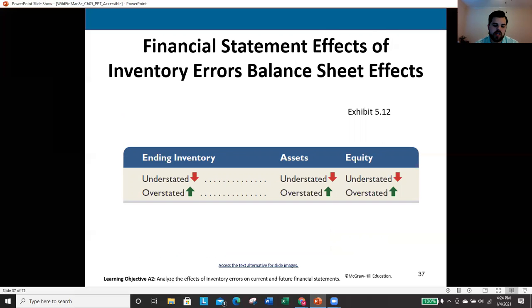On the balance sheet, this is the case. If ending inventory is understated, then assets are understated. And if assets are understated, then equity is also understated. So the balance sheet's a little bit easier because really what you got to understand just at a high level is, remember, assets equal liabilities plus equity. If one of my assets is understated and is not having any effect on liabilities, then of course equity must also be understated. So it goes in the same direction. In the case where ending inventory is overstated, of course, both items, assets and equity, are overstated.